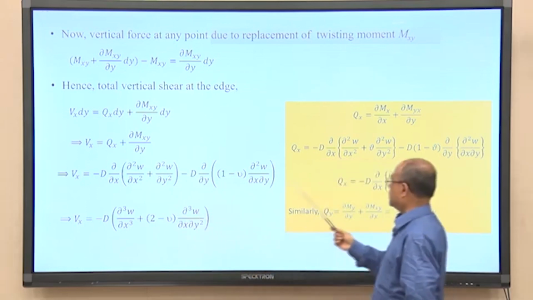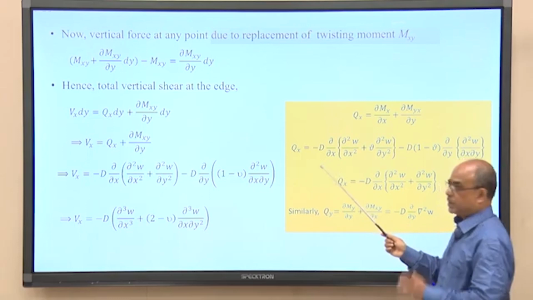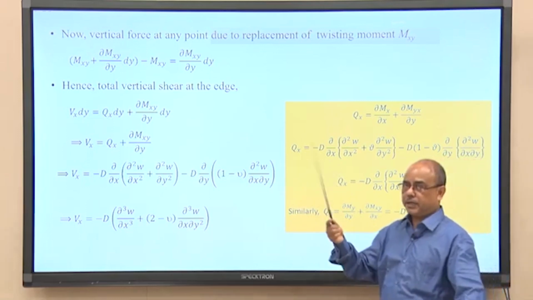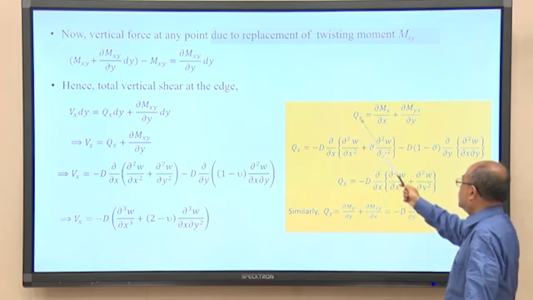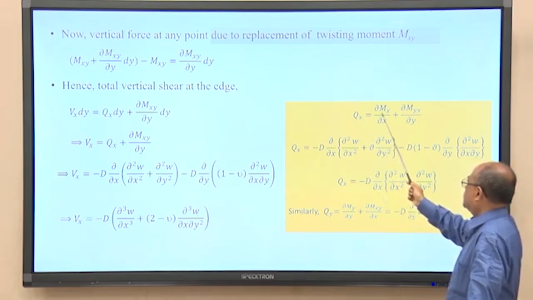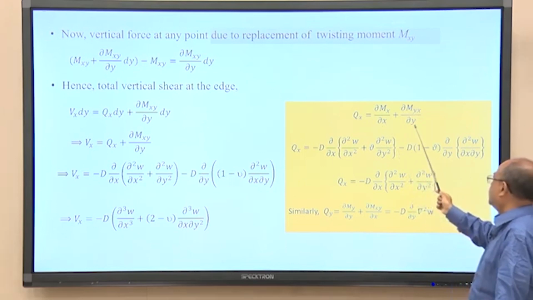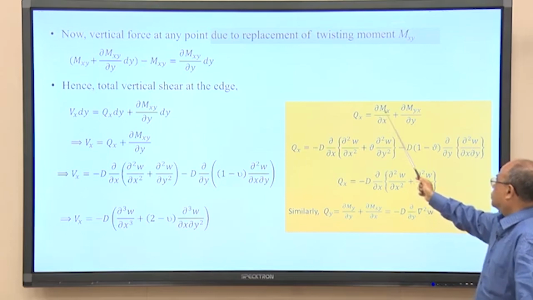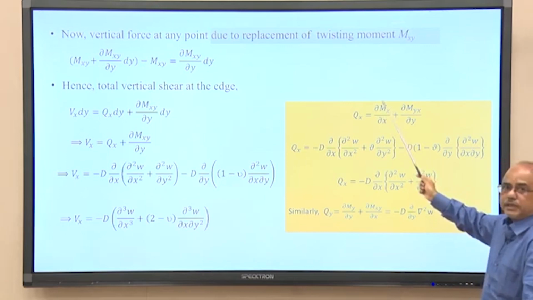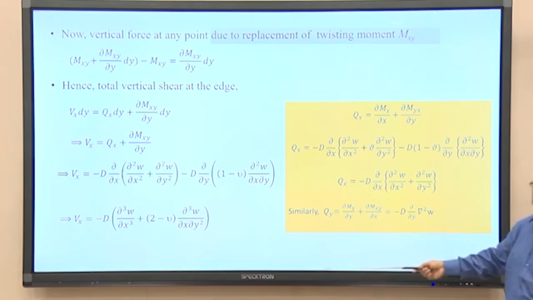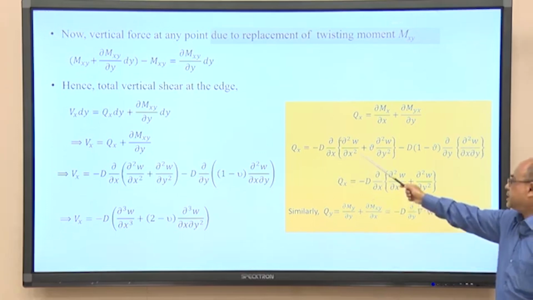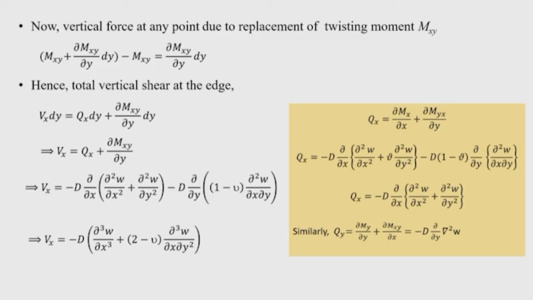Now, here you can see q x, from the equilibrium equation. If you remember, in my last class we have obtained the equilibrium equation that q x equals del m x by del x plus del m x y by del y. So, what is m x? M x is the bending moment in the x direction, and it is given as minus D, del square w by del x square plus mu del square w by del y square. This is the bending moment expression along the x direction.